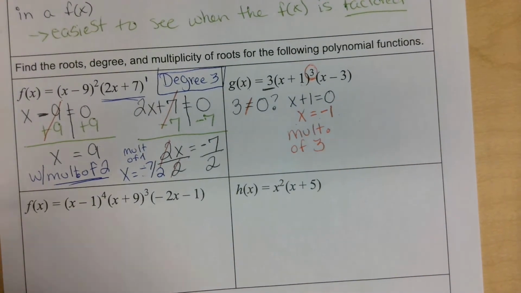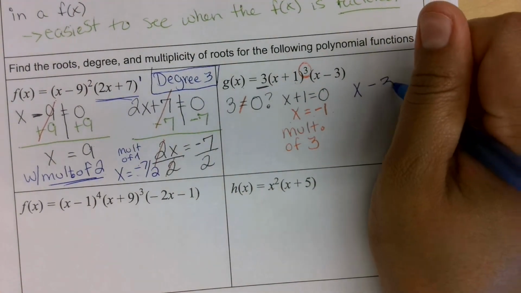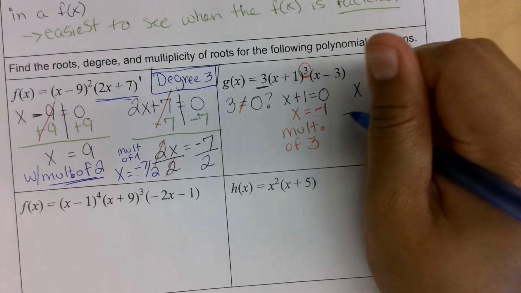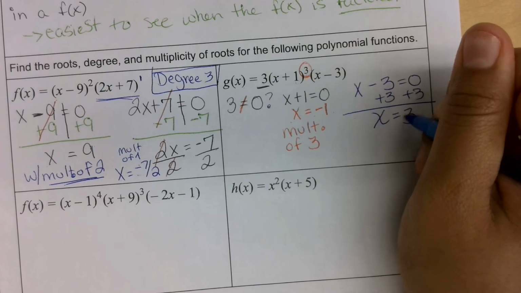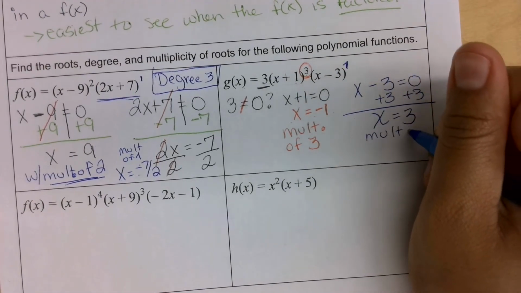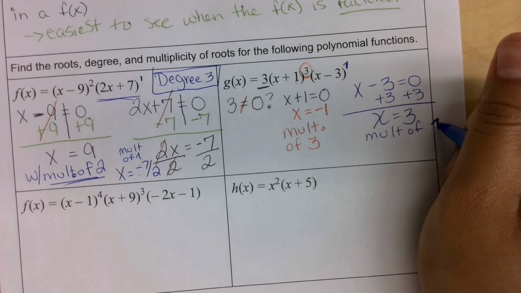Now the last factor is x minus 3 equals 0. So again, how do I solve? I move that over, x equals 3. And this one only occurs 1 time. So this has a multiplicity of 1.